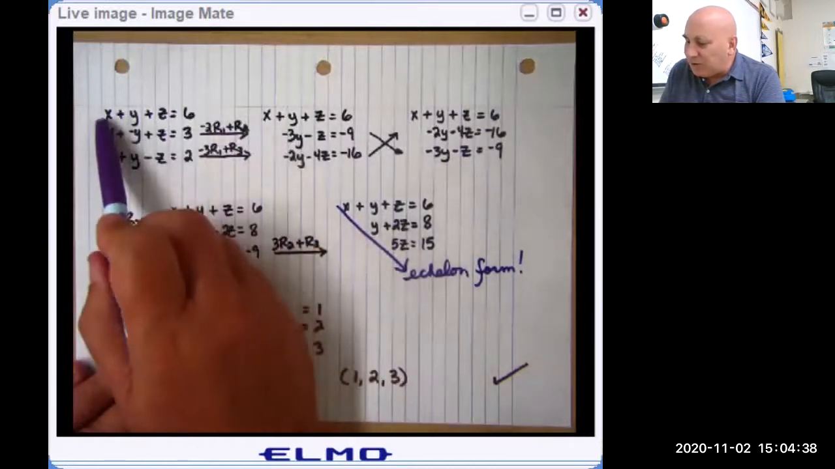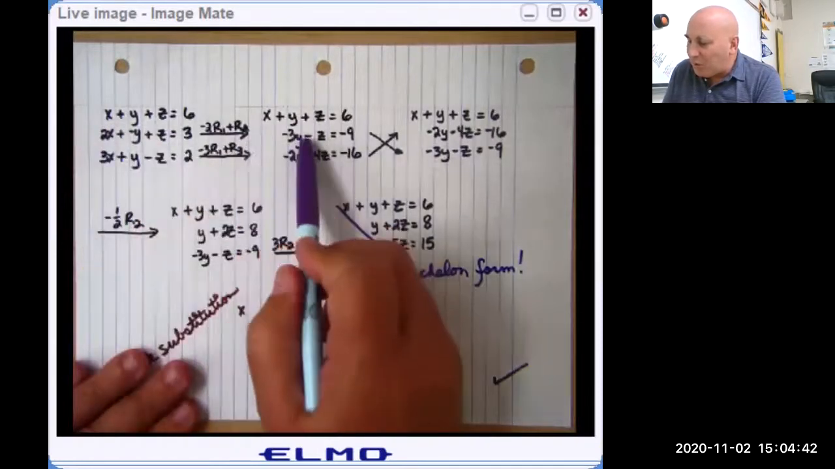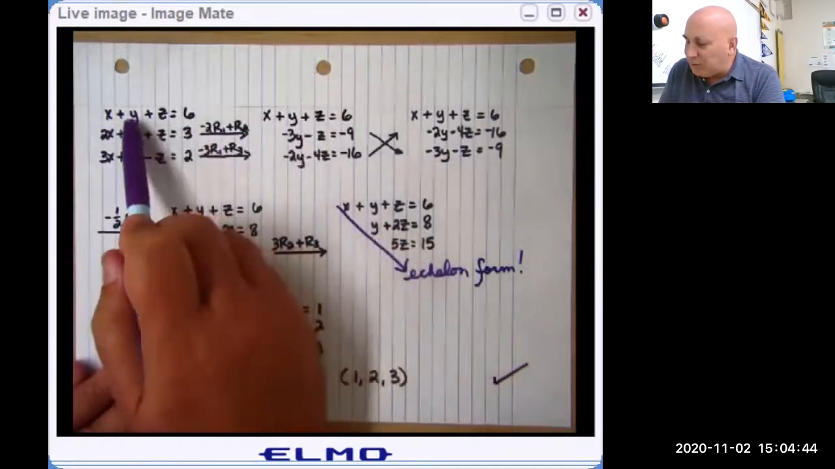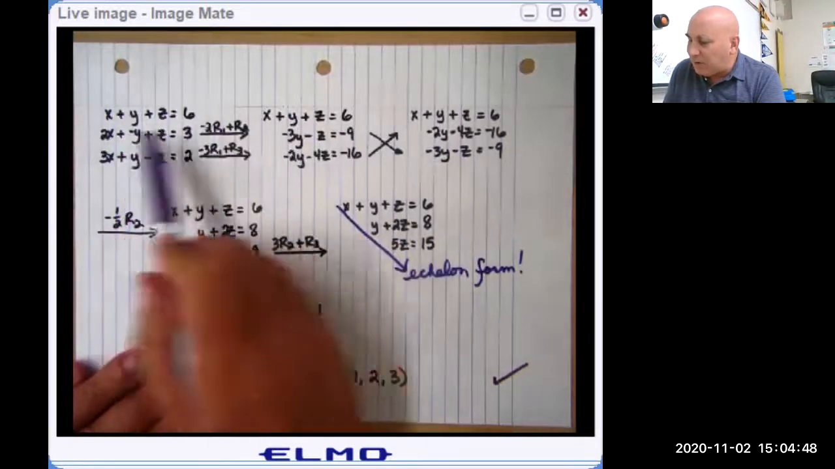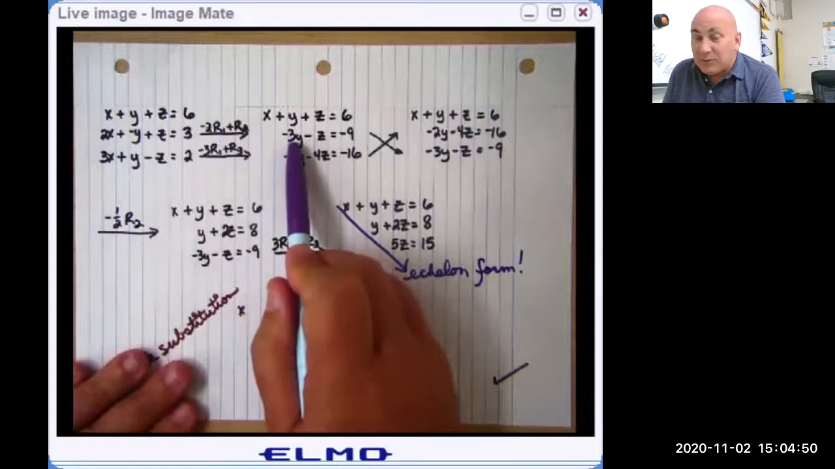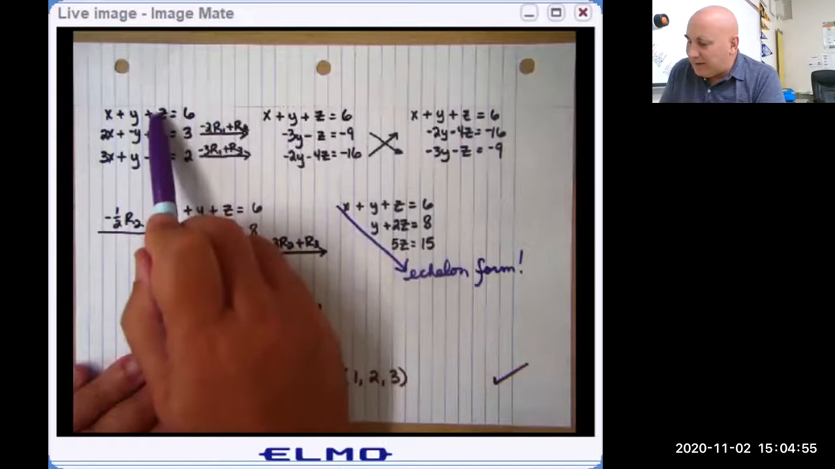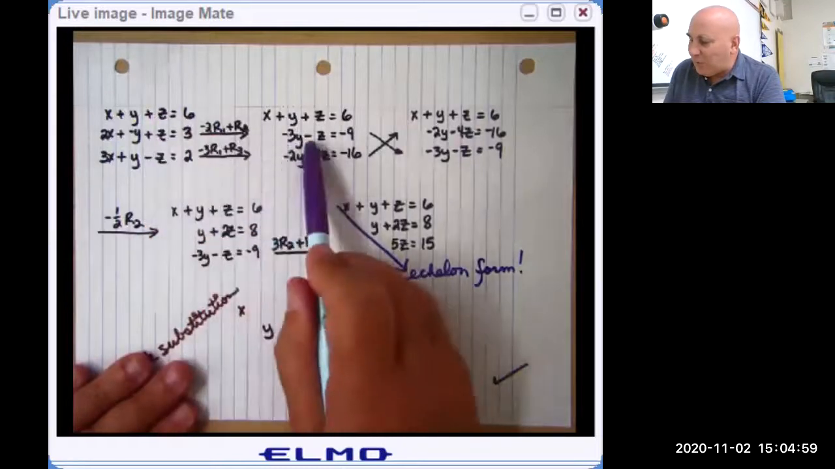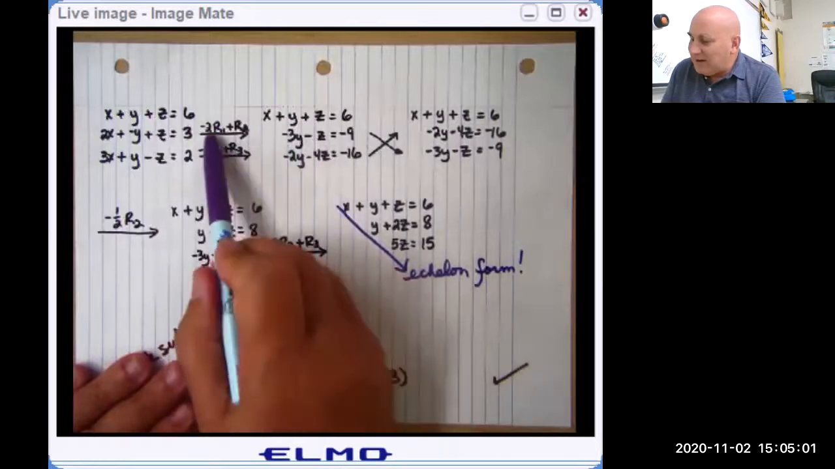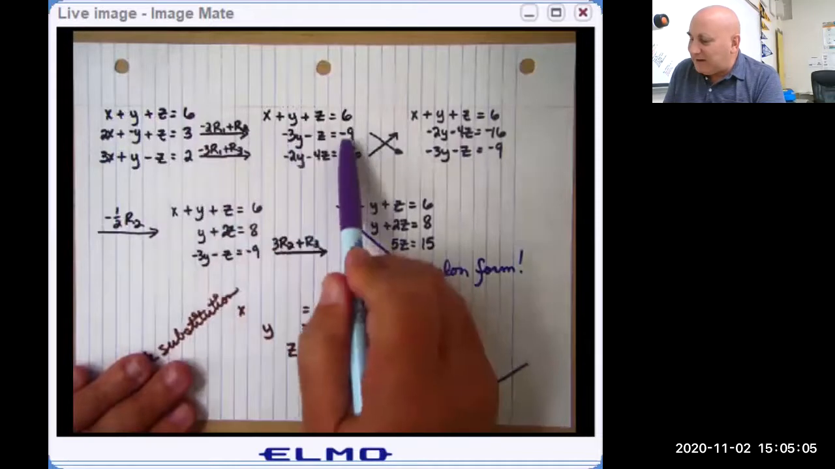So -2 times 1 is -2 plus 2 is 0. Now I go to my y's. -2 times that 1 is -2 plus that -1 gives me a -3. So there's my -3y. -2 times 1 is -2 plus 1 is -1. And then -2 times 6 is -12 plus 3 is -9.